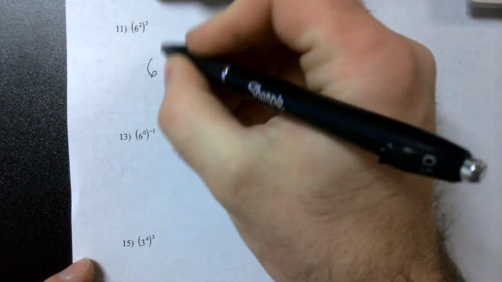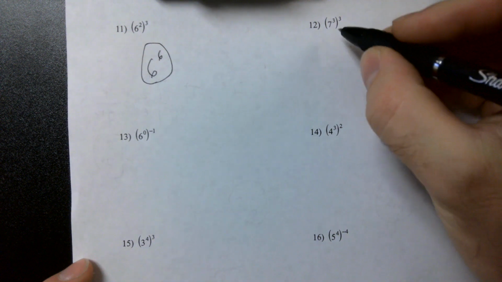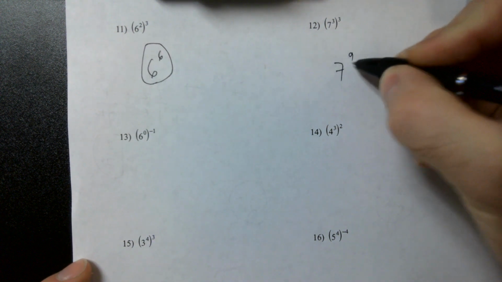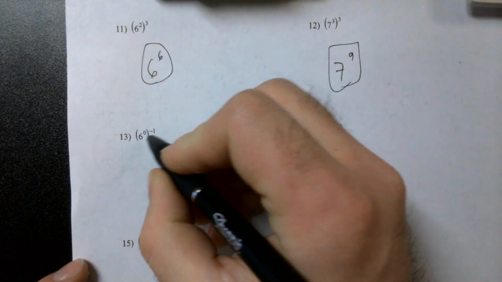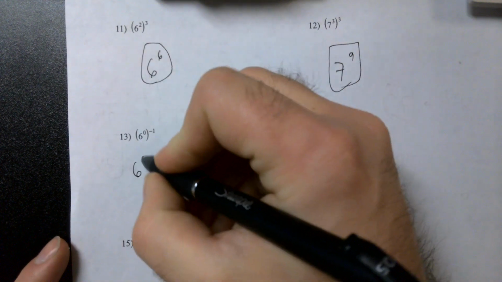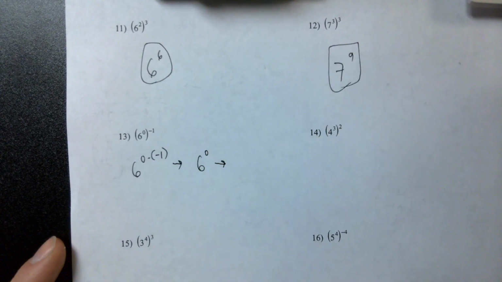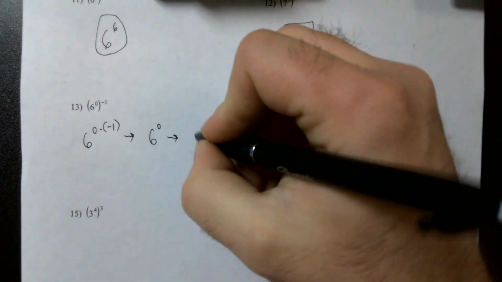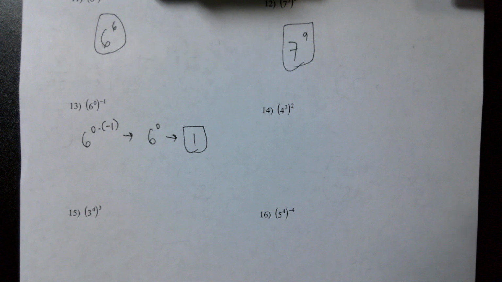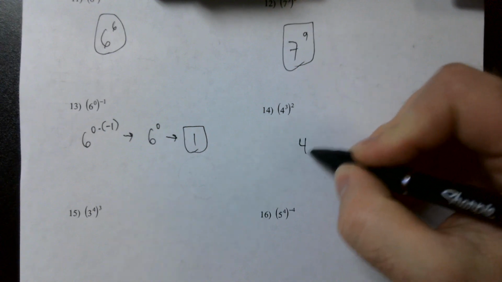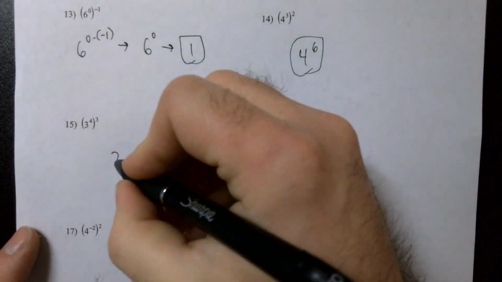For 11, 2 times 3 gives me 6 to the 6th. 3 times 3 gives me 7 to the 9th. 0 times negative 1. What's 0 times anything, really? 0. And what's anything raised to the 0th power equal to that we talked about yesterday? 1. Keep that in mind for our quiz today, okay? Anything raised to the power of 0 is equal to 1. For number 14, we get 4 to the 6th. 13, we get 3 to the 12th.